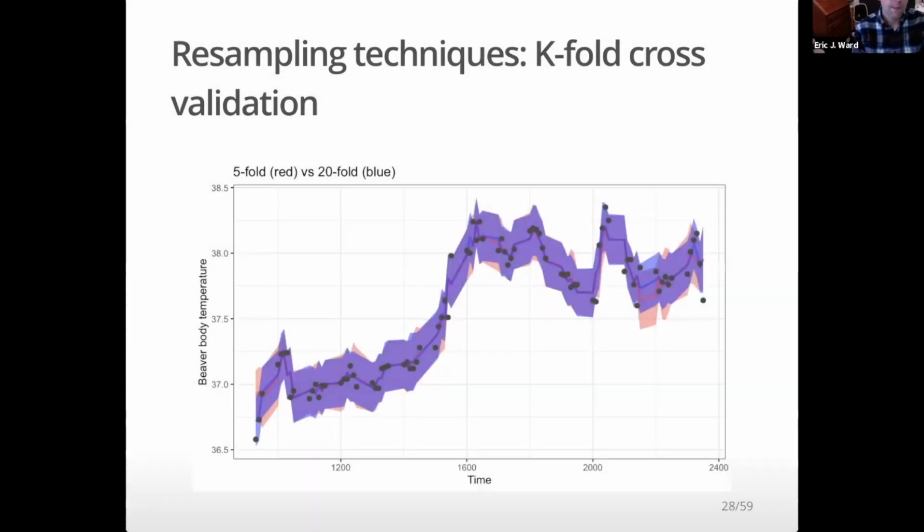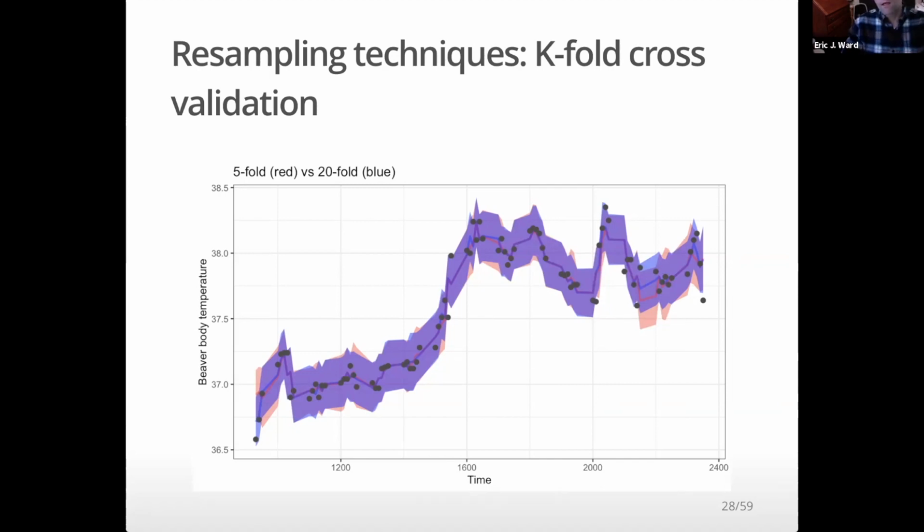So there's no right answer, but here are the results for comparing what this would look like if we did 5-fold cross-validation or 20-fold cross-validation. The 20-fold cross-validation is in blue. The 5-fold is in red. As I said, we're going to get overall pretty similar predictions, but in general, we're going to get more precise predictions when we use the 5-fold approach.